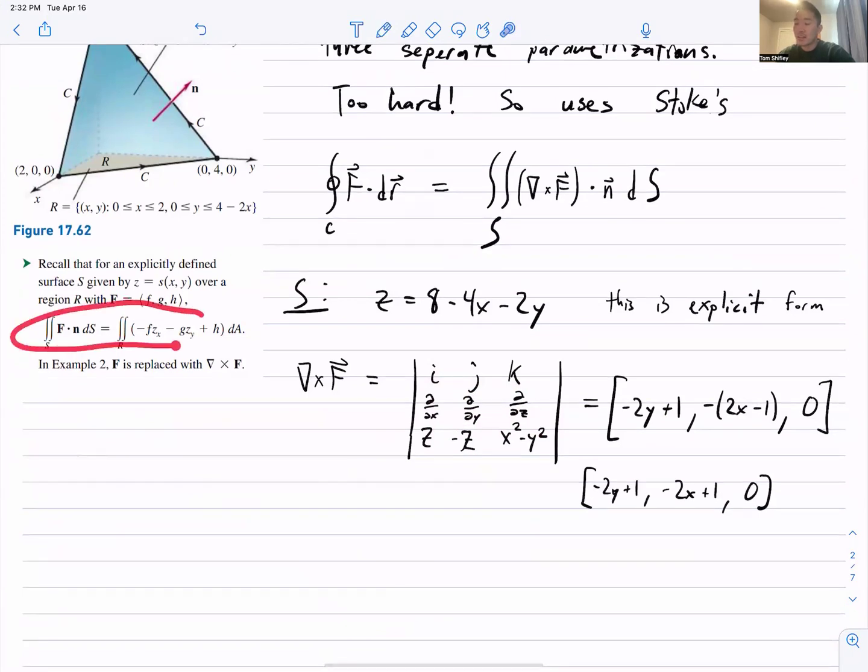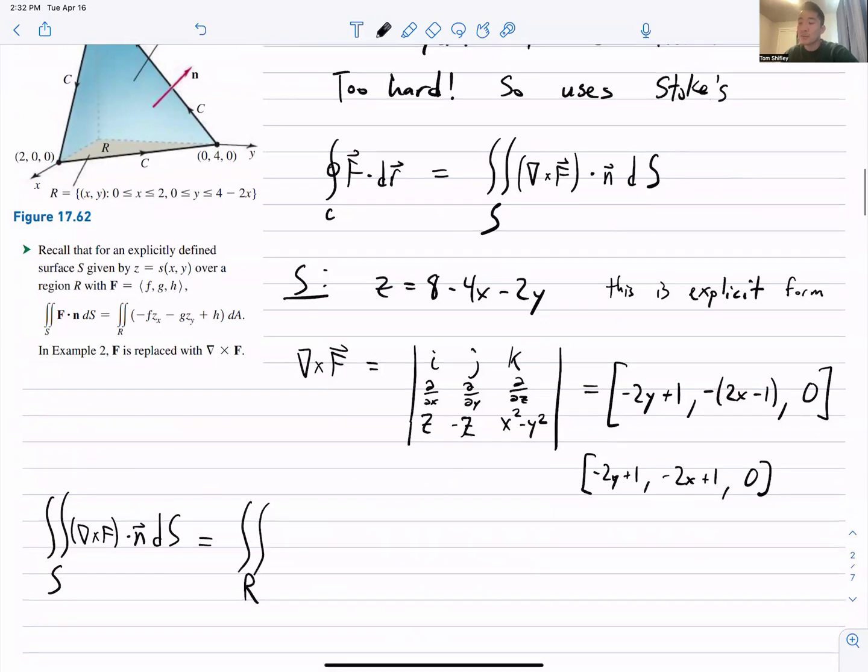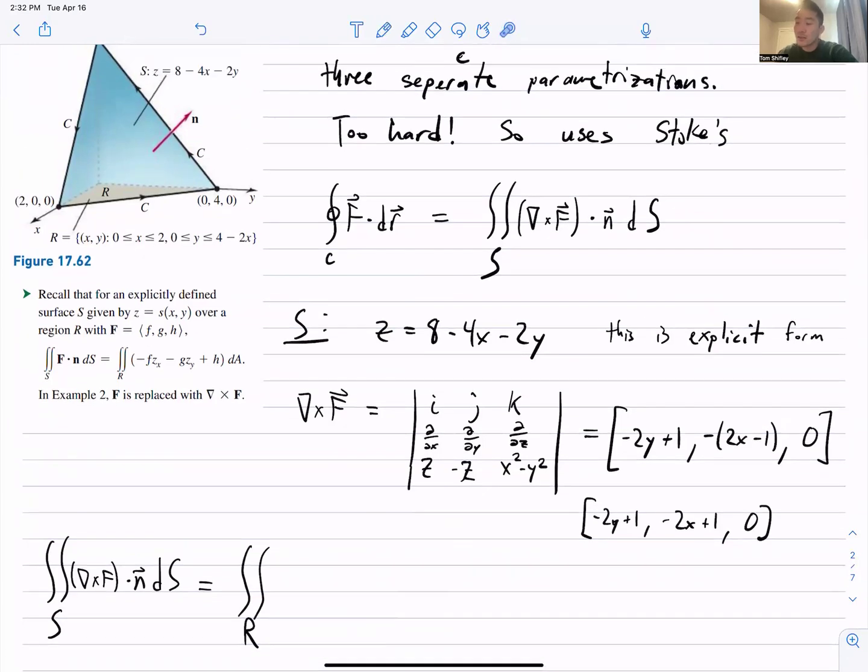And then we just plug it into this bad boy right here. And so what is it? So the double integral over our region S of the curl of F dotted with a normal vector n dS is equal to, we integrate over R, where R is the projection of our surface into the xy plane, collapse it all down.